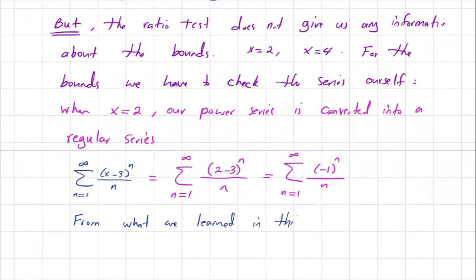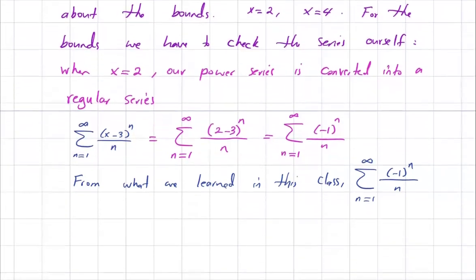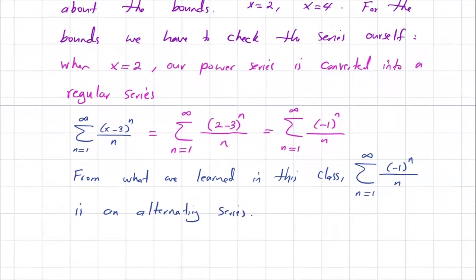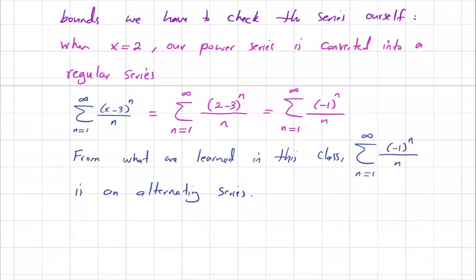In this class, the summation of negative 1 to power n divided by n, n starts from 1, goes to infinity. This guy is nothing but an alternating series. Remind yourself of the definition of alternating series.